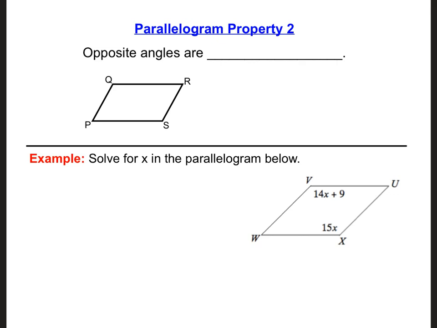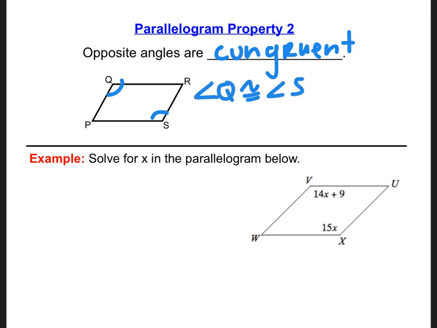All right, my next property is that opposite angles are also congruent, so they're the same. And the opposite ones are the ones across from each other. So I know Q and S are congruent. Angle Q is congruent to angle S. I also know that P and R are congruent, so angle P is congruent to angle R.